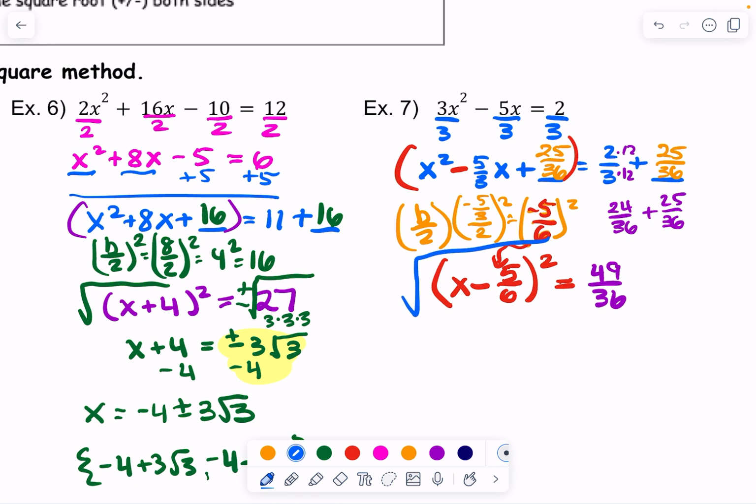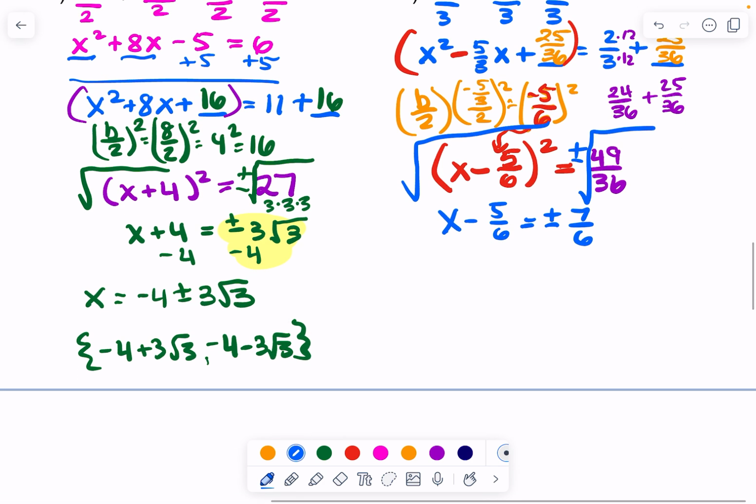So we take the square root of both sides, and we're going to get x minus 5/6 is equal to plus or minus 7 over 6. Okay, so that definitely gives us two things. This is x minus 5/6 is equal to 7/6, and this is x minus 5/6 is equal to negative 7/6.